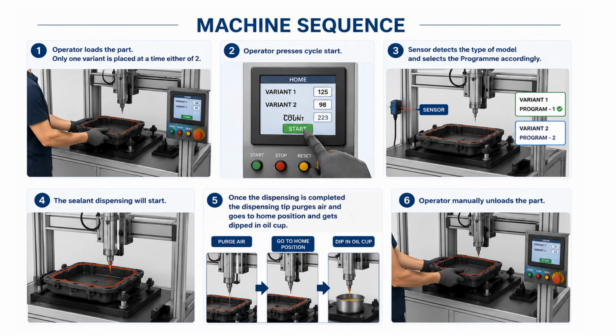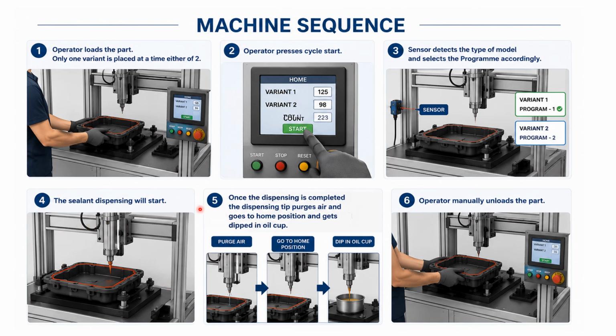So the operator loads the part as mentioned by the customer. Only one variant is placed at a time, so that is also a requirement. The operator has to manually pick the part and place it inside the machine. The operator will press cycle start so that the machine starts automatically. Then the sensor detects the type of model and selects the program automatically, according to the part variant. The cylinder dispensing will start and that is automatic.